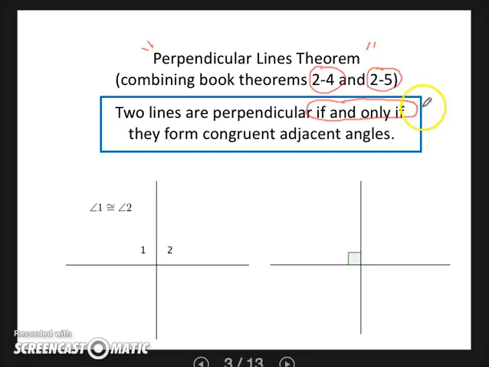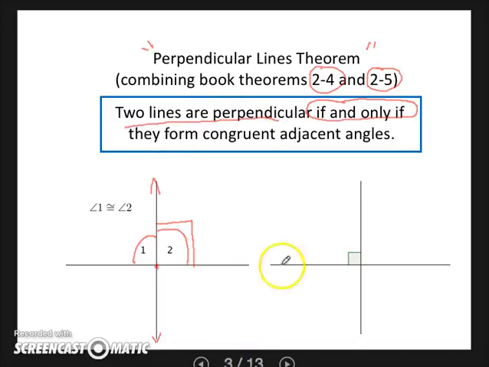Two lines are perpendicular if and only if they form congruent adjacent angles. So that can tell us two things, depending on what information we start with. Suppose we're told that angle 1 is congruent to angle 2. This theorem allows us to conclude that these two lines are perpendicular because there are two lines intersecting at a point that are forming congruent adjacent angles. Therefore, the two lines are perpendicular.